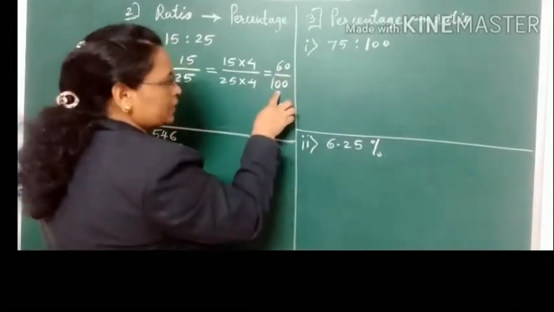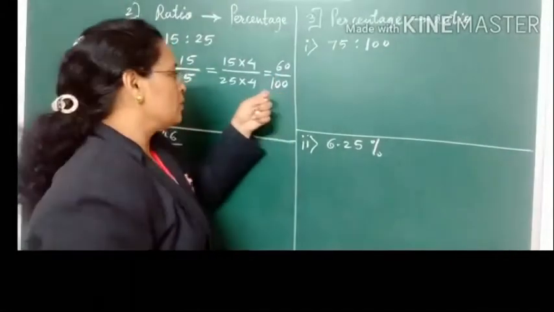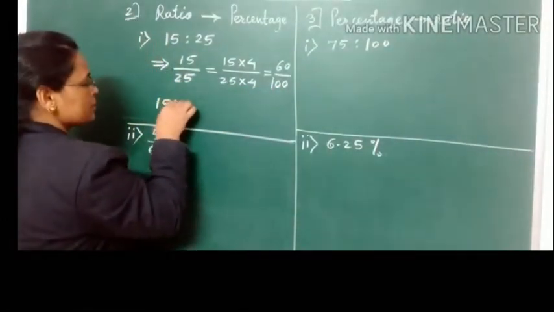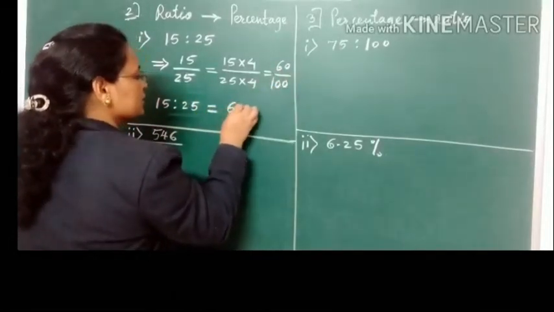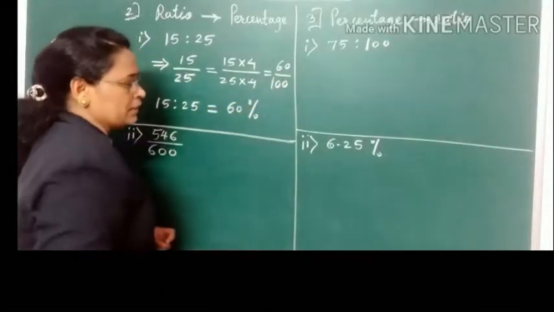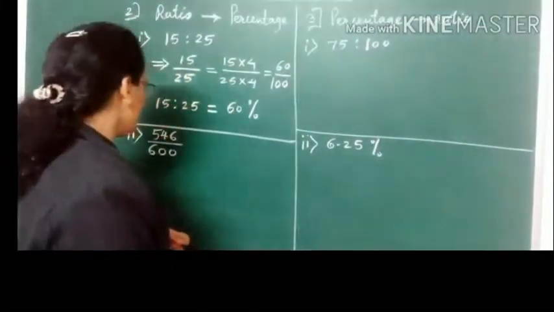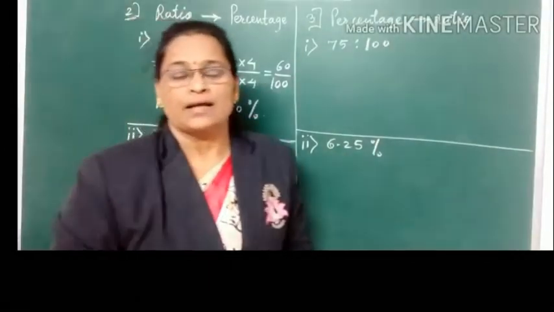So here the second term has become 100. So we can call it a percentage. So here we can write, 15 is to 25, this ratio in the form of percentage is written as 60%, and here we can use the symbol of the percentage. Now you see this example, 546 upon 600.